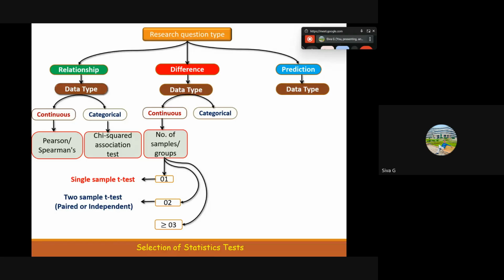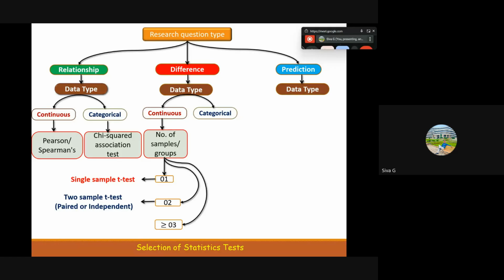Here, one more thing is there. If the two sample groups I have taken are independent, we will perform the independent sample t-test. If these two sample groups depend on each other, we go with the paired t-test. I will give you an example for the paired t-test.